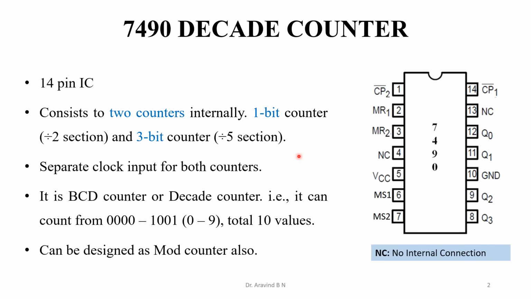Since there are two separate counters, we can observe two separate clock inputs. Also, this decade counter is known as the BCD counter. That means it can count in the range of 0 to 9, a total of 10 values, ranging from 0000 up to 1001. It can also be designed as a mod counter.